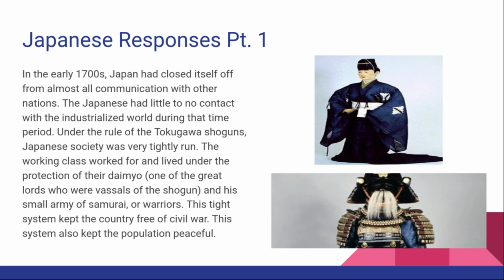Under the rule of the shoguns, Japanese society was very tightly run. The working class worked for and lived under the protection of their daimyo, the great lords who were vassals of the shoguns. This small army of samurai, or warriors, and this tight system kept the country free of civil war. This system also kept the population peaceful.